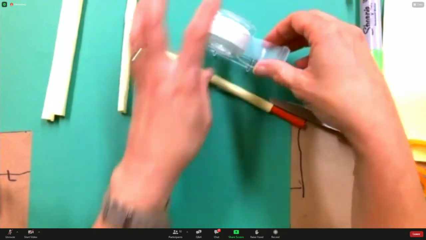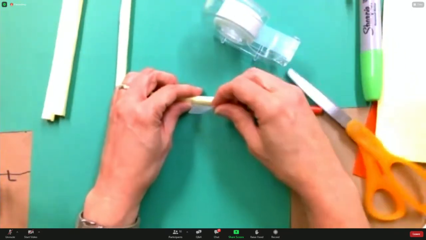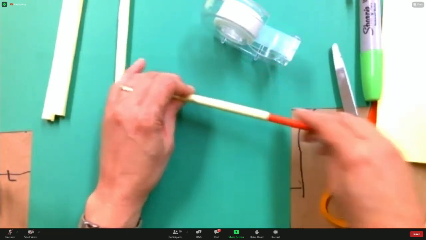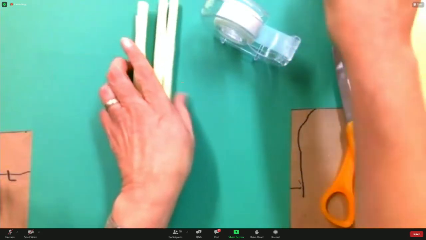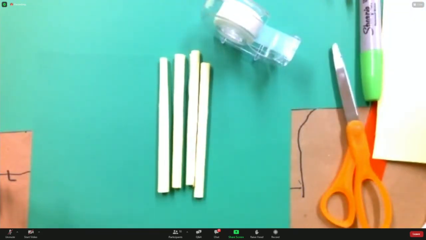Anybody have any questions about this, or about the building of it, or about the engineering design that we're doing? You can feel free to put it in the chat.